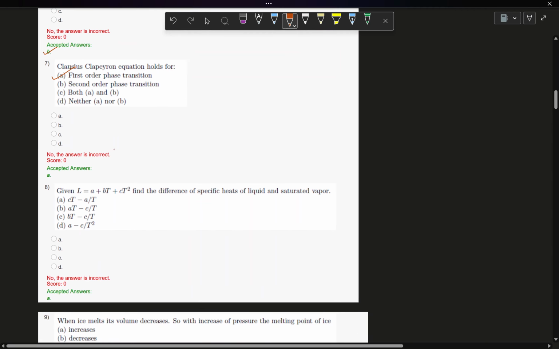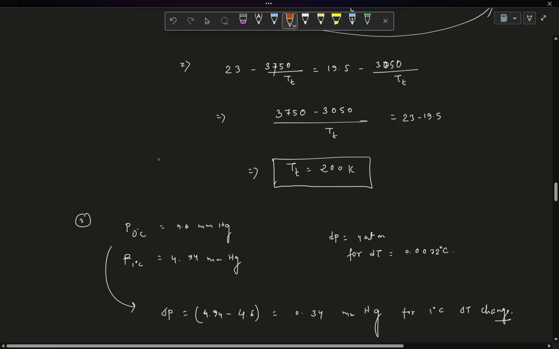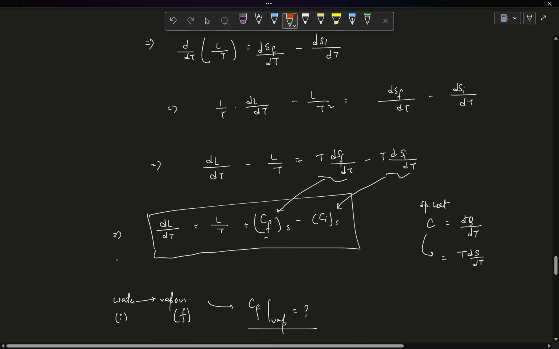Then question number 8 is given L equal to some function of T, A plus BT plus CT squared, then find the difference of specific heats of liquid and saturated vapor. Okay. So again you have to calculate the specific heat difference. You probably remember a formula that you used for a question just 2-3 questions before this. There we had a formula defined for that, so you have to use exactly that formula, and here you have L in terms of T. So let us start, and the formula I am talking about is this one.